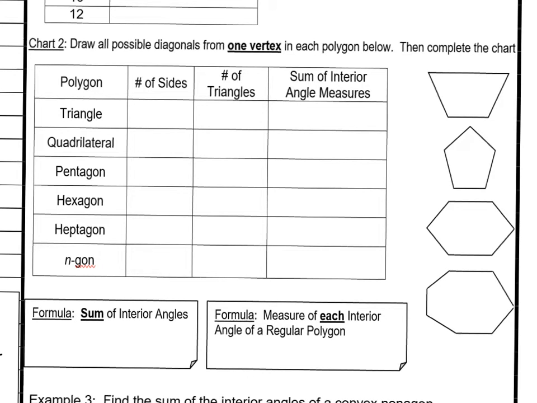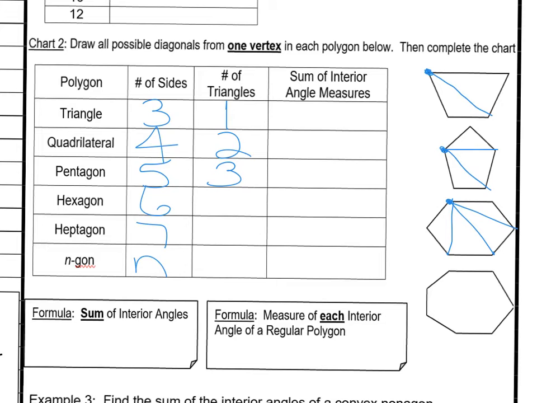Chart 2 says draw all possible diagonals from one vertex in each polygon below, then complete the chart. Recall a triangle has 3 sides, a quadrilateral has 4 sides, a pentagon has 5 sides, a hexagon has 6 sides, a heptagon has 7 sides, and an n-gon has n sides. So a triangle, that would be one triangle. But look, if we draw a diagonal from one vertex of a quadrilateral, notice it makes 2 triangles. For a pentagon, if we draw diagonals from one vertex, notice it creates 3 triangles. A hexagon, if we draw diagonals from one vertex, notice we have 4 triangles.